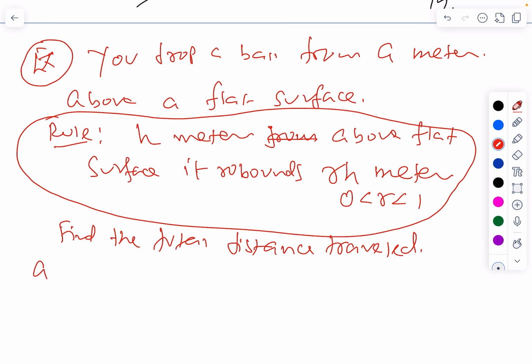It may also be given like this. Suppose A is 10 and suppose R is 1/2. Then what is the total distance covered by the ball? 10 meter above the flat surface, and each time it rebounds R times h. So R is 1/2 given.